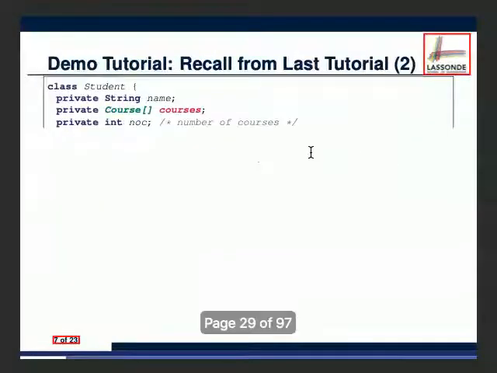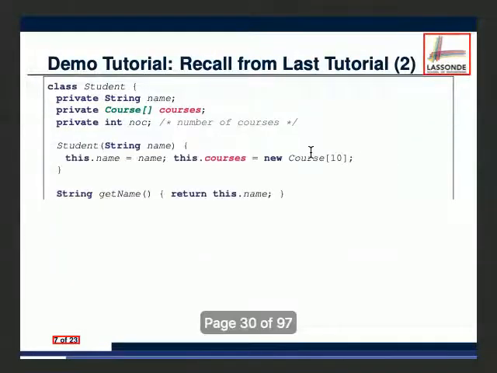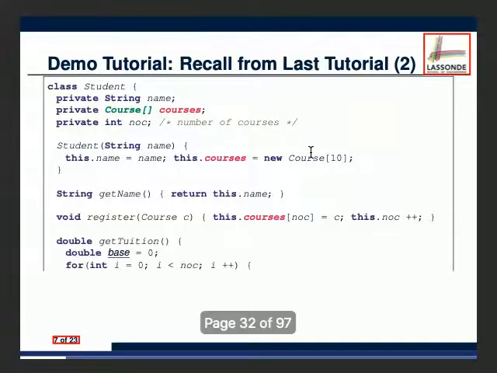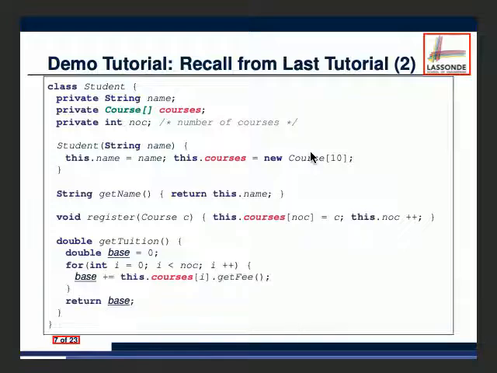So now we have students as we went through, and you can actually initialize a student's name. You can get their name. You can also register a student for a course by assigning the course into the corresponding array elements. And then we got get tuition. So this part here, we simply calculate the base amount. We'll simply add up all the fees together without any premium rate or discount rate, not yet. But this part of the code will be reused later.